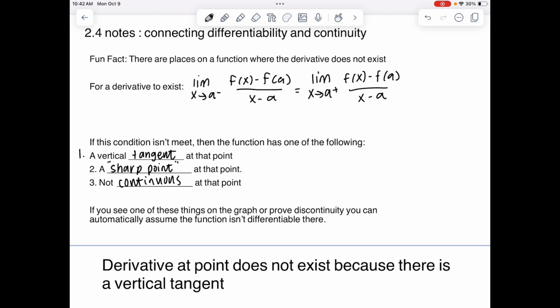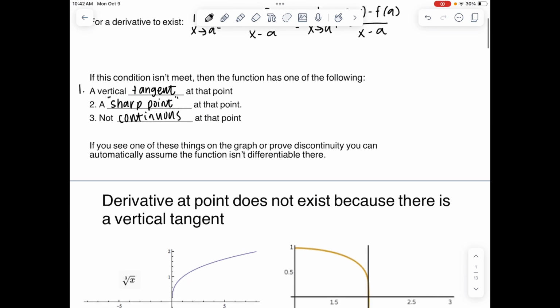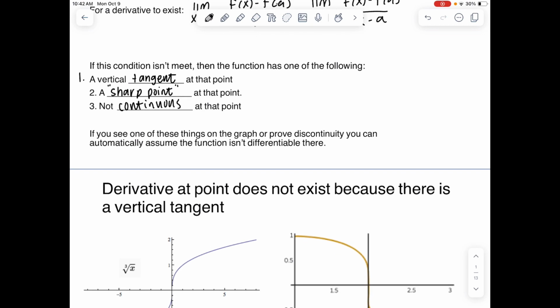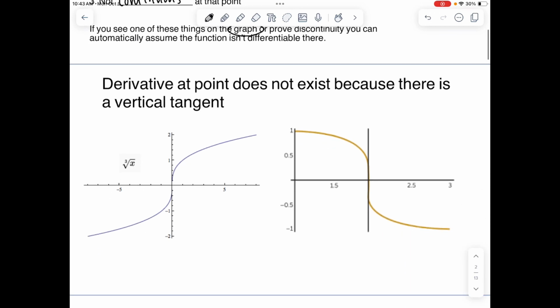If any of them happen, that means that the function doesn't have a derivative there. And so if you see one of these things on the graph, or you prove discontinuity, so if you see something on the graph like a vertical tangent or a sharp point, or you can prove discontinuity, you can automatically assume the function isn't differentiable there. And so first, let's look at the example of a vertical tangent.